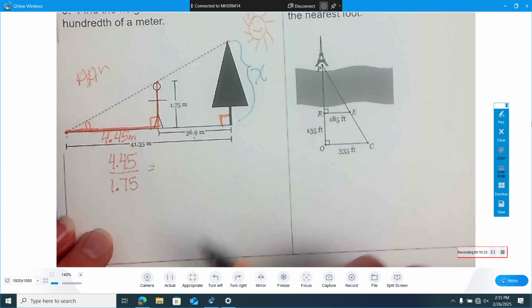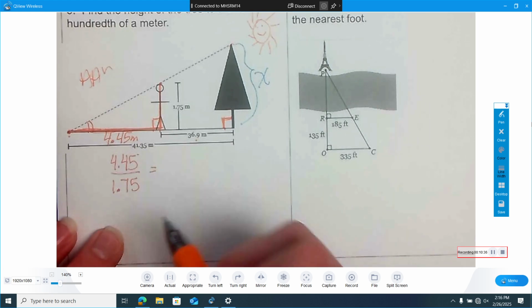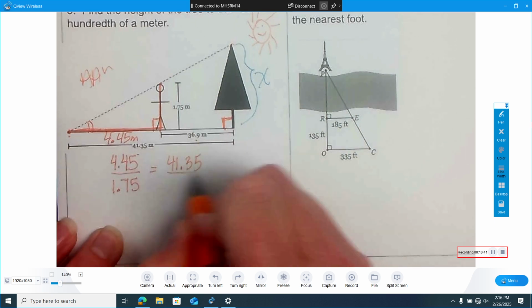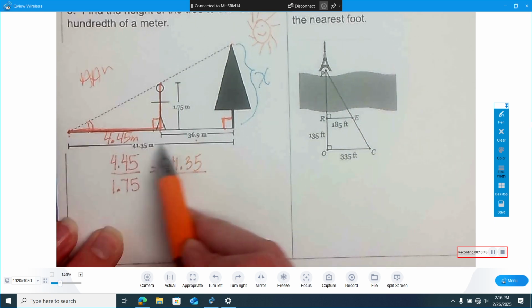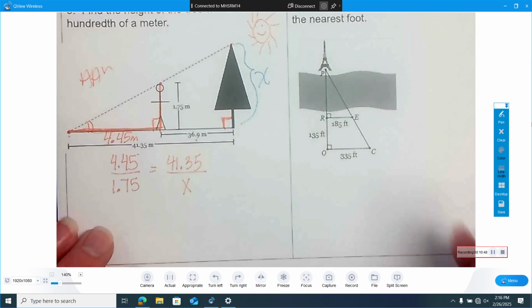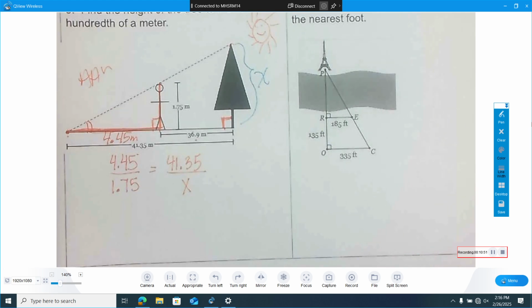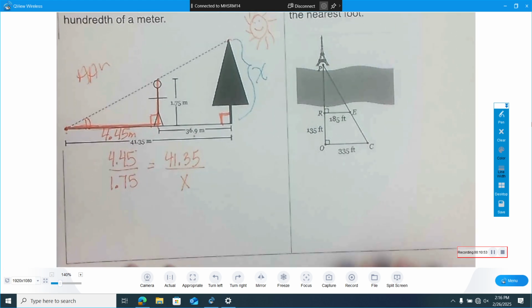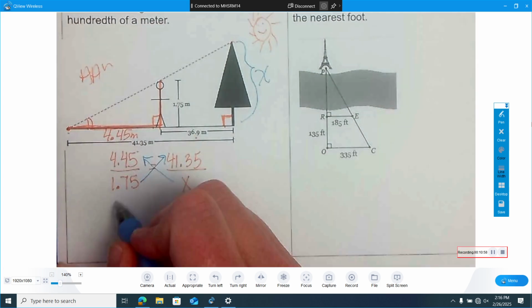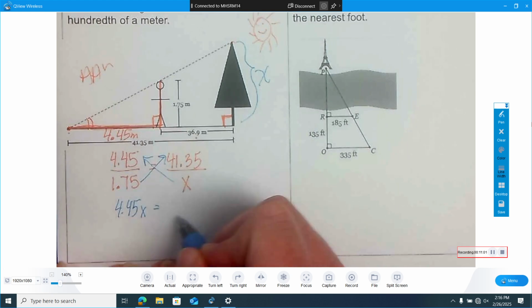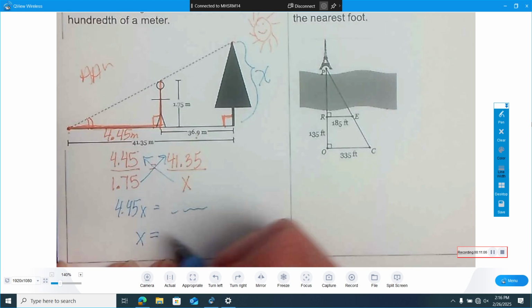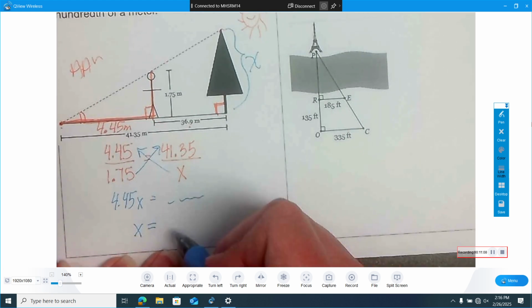All right, so I got the shadow over the height. Now look at the big triangle. What should I write for the big triangle? 41.35 over x. 41.35, so that's the length of the shadow of the tree over the height of the tree, which is just x. All right, how do you solve? We are going to cross multiply, so 4.45x equals yada, yada, yada. Now, when you solve for x, what did you get?